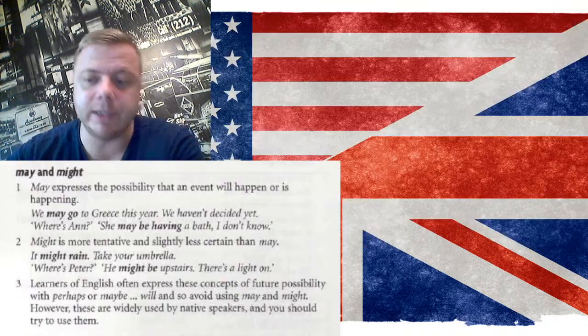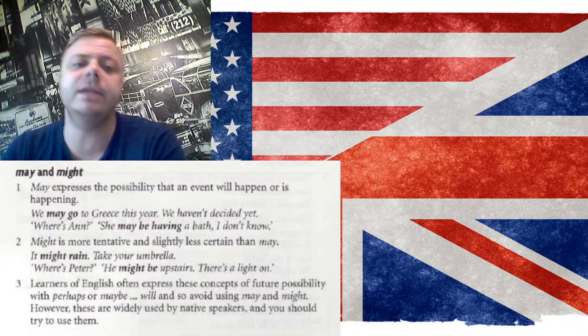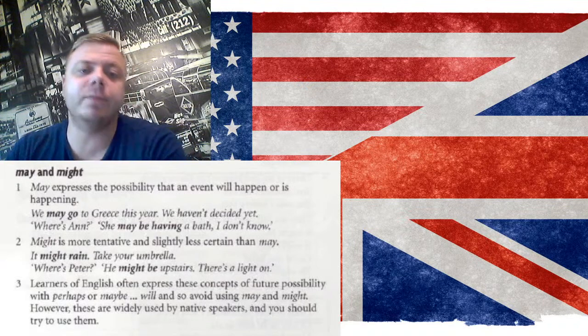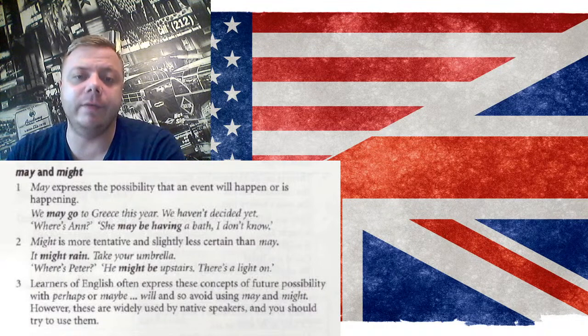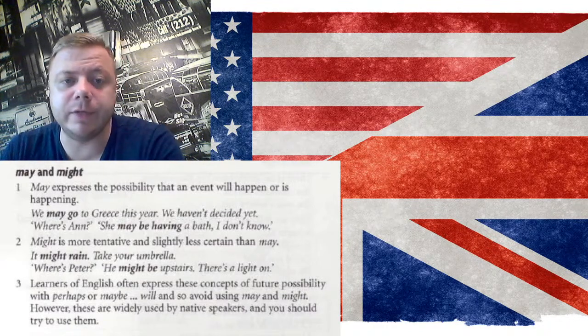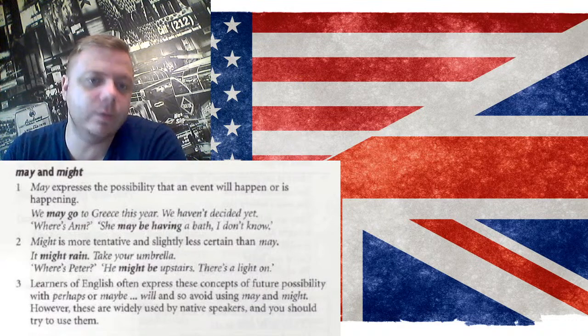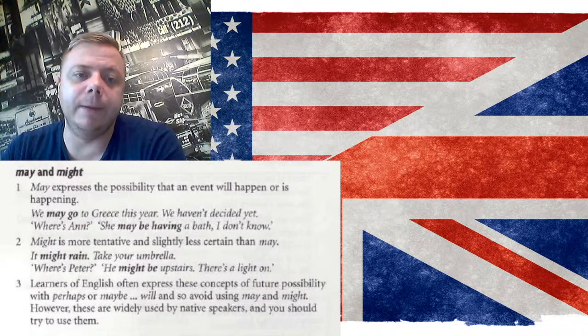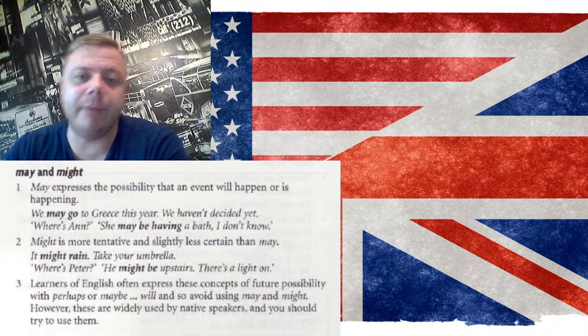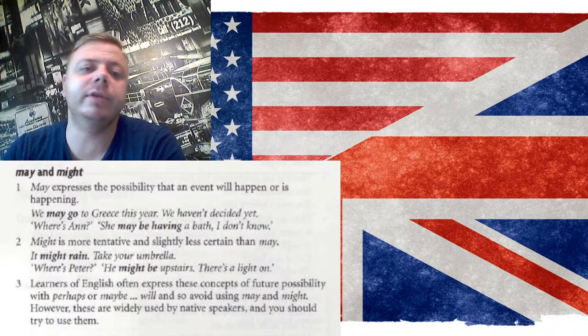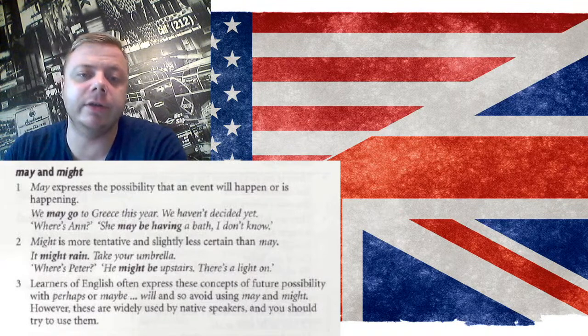So the next one is may and might. So may expresses the possibility that an event will happen or is happening. We may go to Greece this year. We haven't decided yet. So where is Anne? She may be having a bath. I don't know. Might is more tentative and slightly less certain than may.